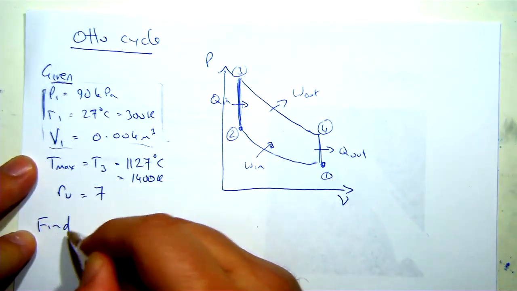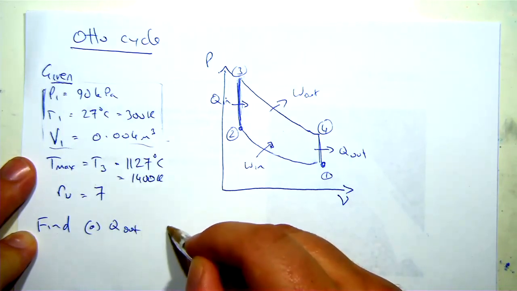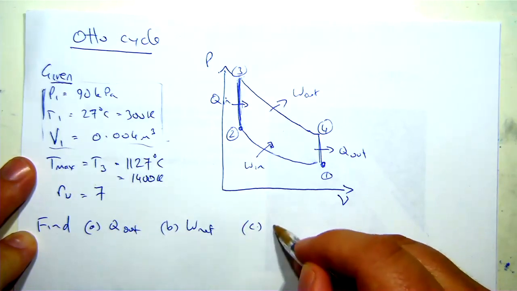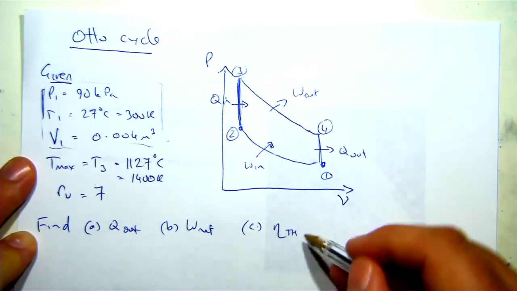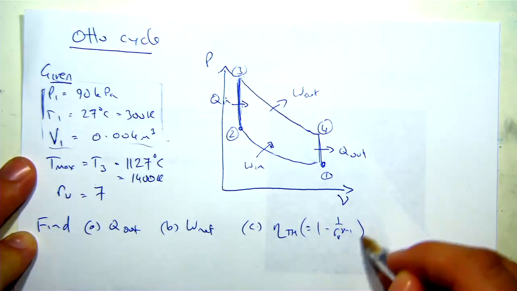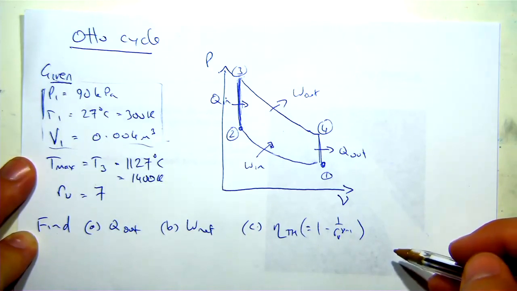Find, am I still on the screen? Find heat out, net work, thermal efficiency, and I'll just put a little reminder note, 1 minus 1 on RV to the gamma minus 1, which is to say I could solve for part C without doing anything else because I've got RV and I've got gamma. When I say I've got gamma, what I mean is I was told to use air, and either the question would specify the gamma, or you'd look up a table for the gamma of air.